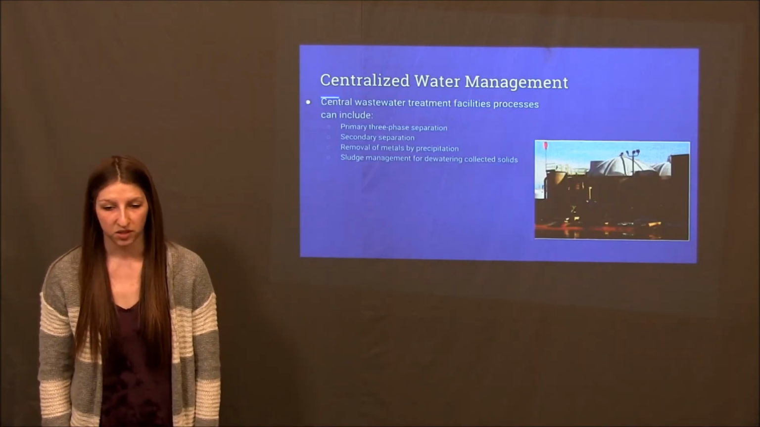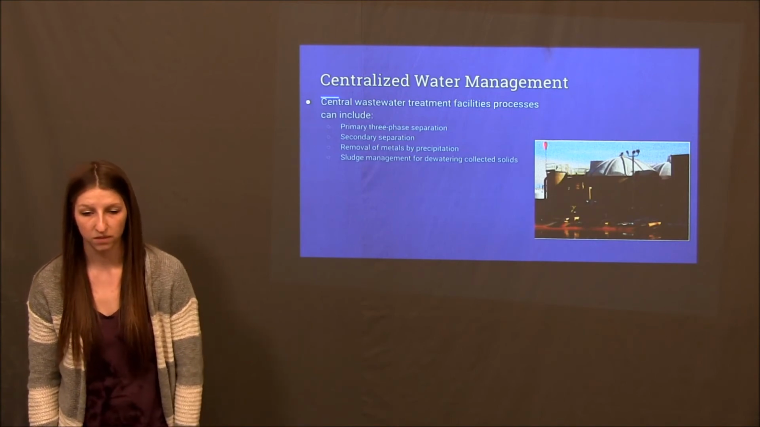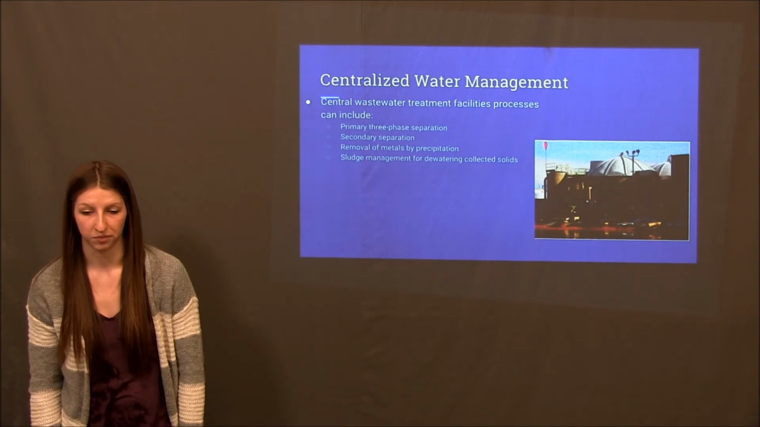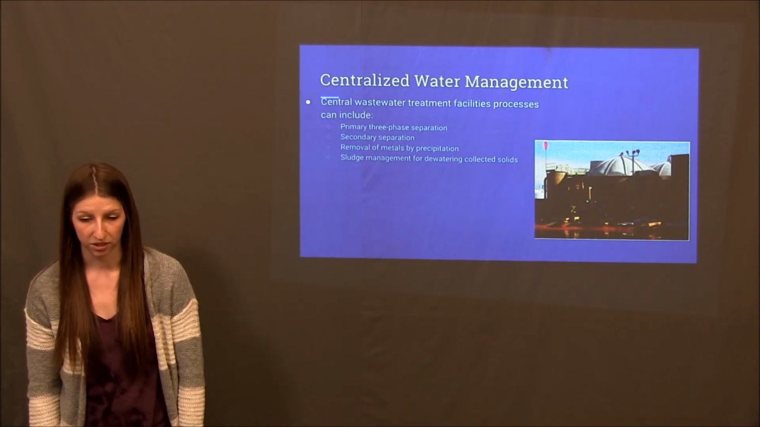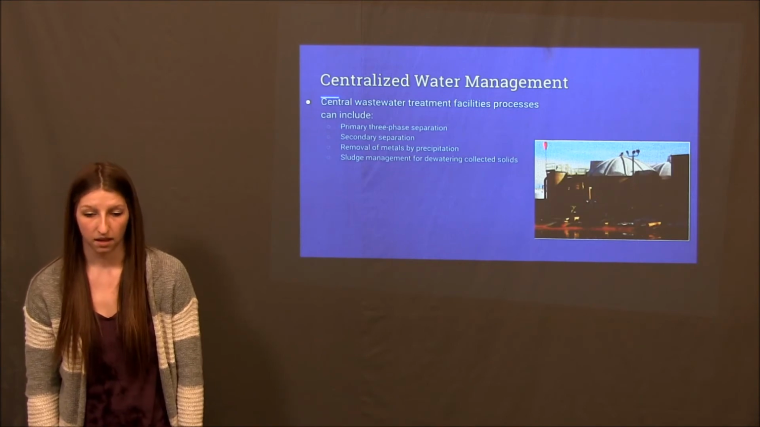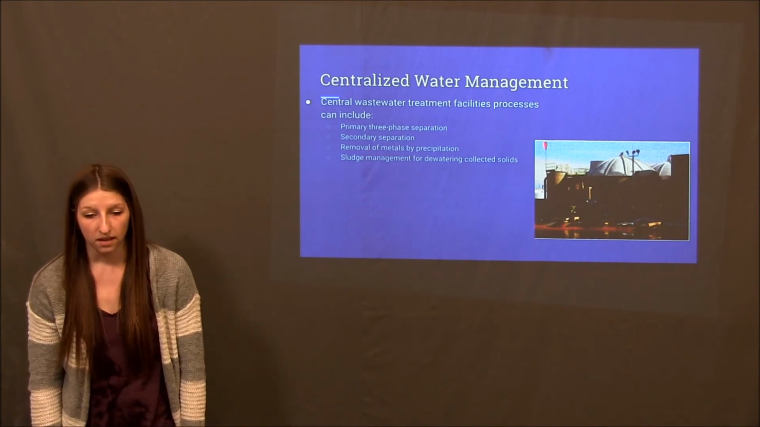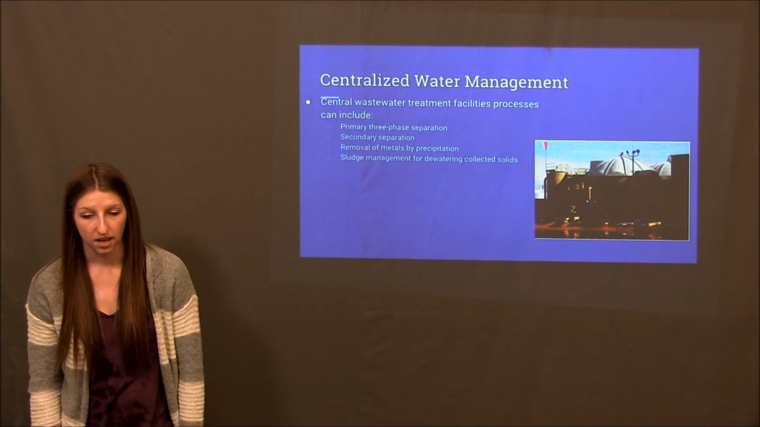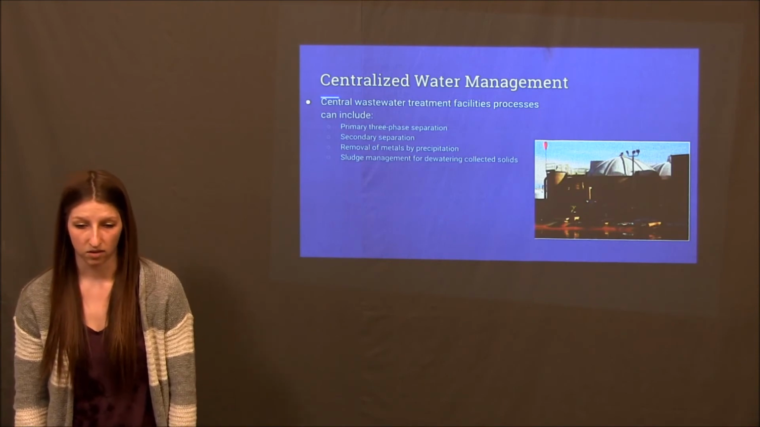Centralized wastewater treatment facilities have multiple processes. The primary three-phase separation is the first one. It removes natural gas, floating gel, oil, sand, and suspended solids. The next is the secondary separation, which uses dissolved air or gas flotation to remove contaminants. These contaminants include polymers, oils, and suspended solids. At this point, bactericide is also added to control the growth of the bacteria. Next is the removal of metals by precipitation, as well as the removal of salts by reverse osmosis. Finally, sludge management occurs for dewatering the collected solids.